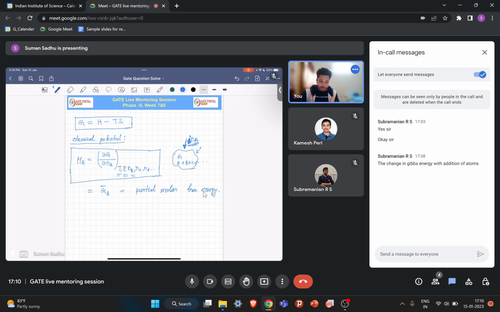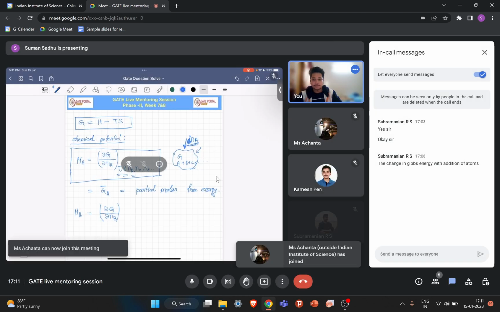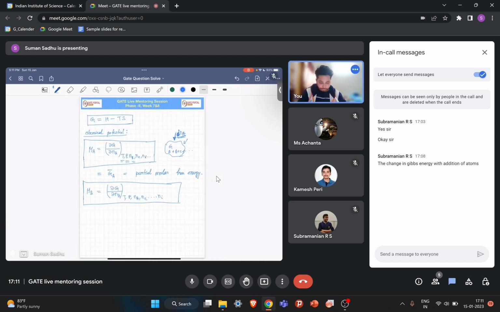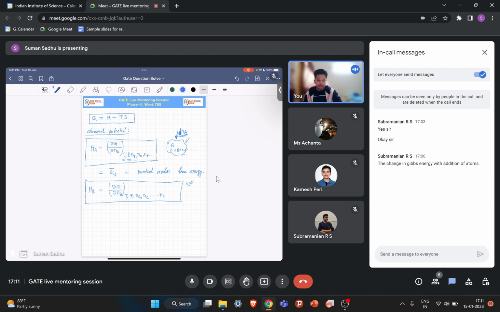Similarly, how can we write mu B? Mu B is also similar: it will be dG of the system, the change of free energy of the system, divided by dNB per unit mole of addition of B, when temperature, pressure, number of moles of A, number of moles of C, up to number of moles of I, all the other elements, are constant. This way we define the chemical potential. I hope every one of you knows what chemical potential is. This concept is also required when we write the expression for the free energy of the solution.